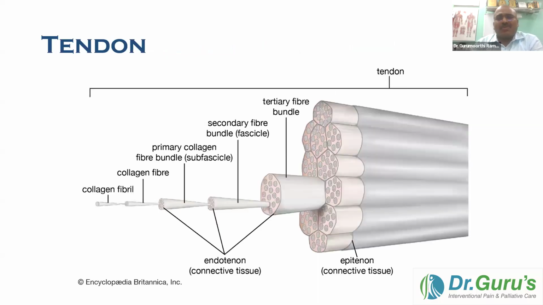Before we go to the pathology, we should know what the normal tendon looks like. The basic unit of the tendon is the collagen fiber. A few fibers form the collagen fiber, which forms the primary collagen bundle, called a subfascicle. Then a bunch of primary fiber bundles form the secondary, and a bunch of secondary fibers form the tertiary. These three are lined by endothelium. A bunch of tertiary fibers form the total tendon, which is covered by epithelium.